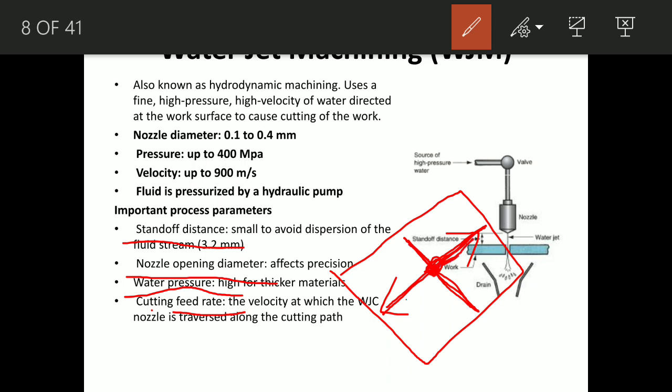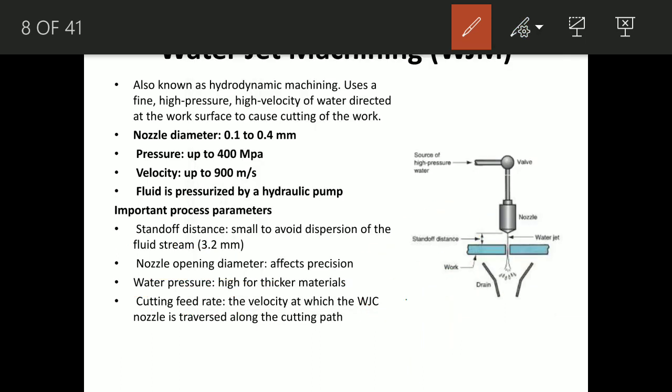At which rate, what is the speed, like it can be 2 meters per 10 minutes or 1 meter per 10 minutes. This will be called the feed rate. Now coming to the next slide.